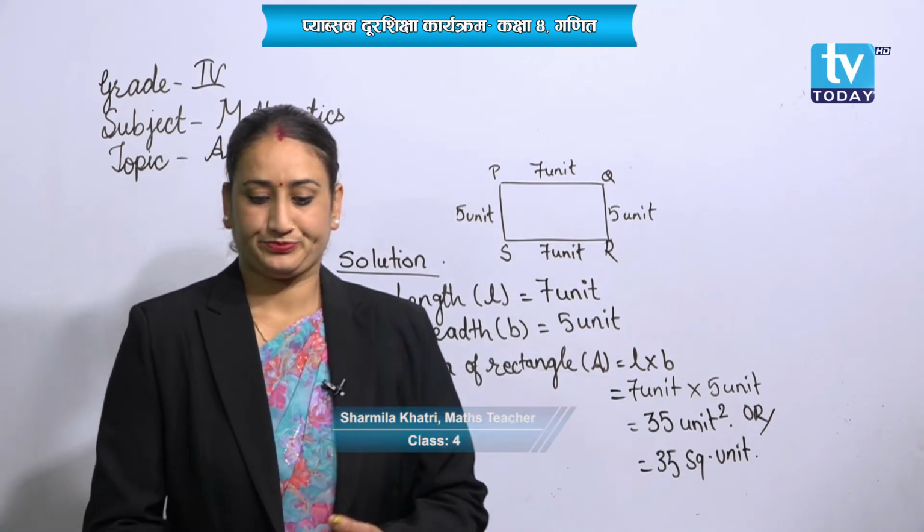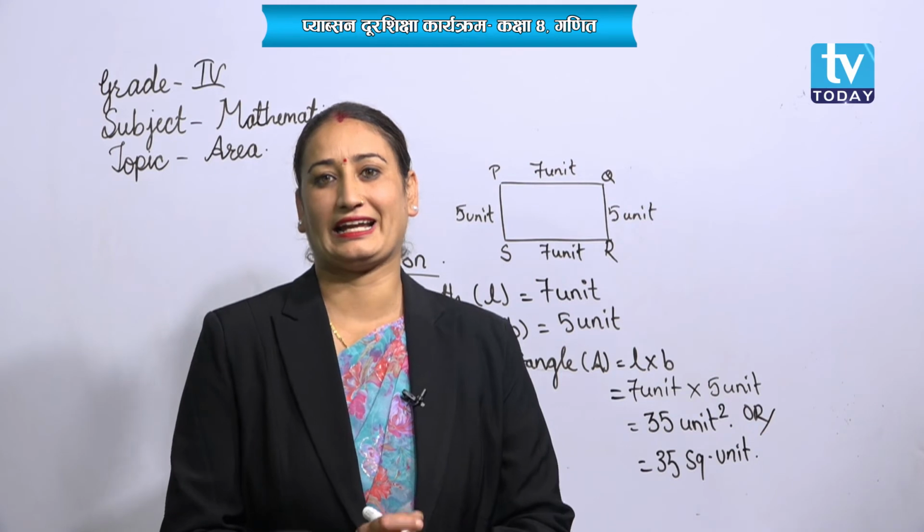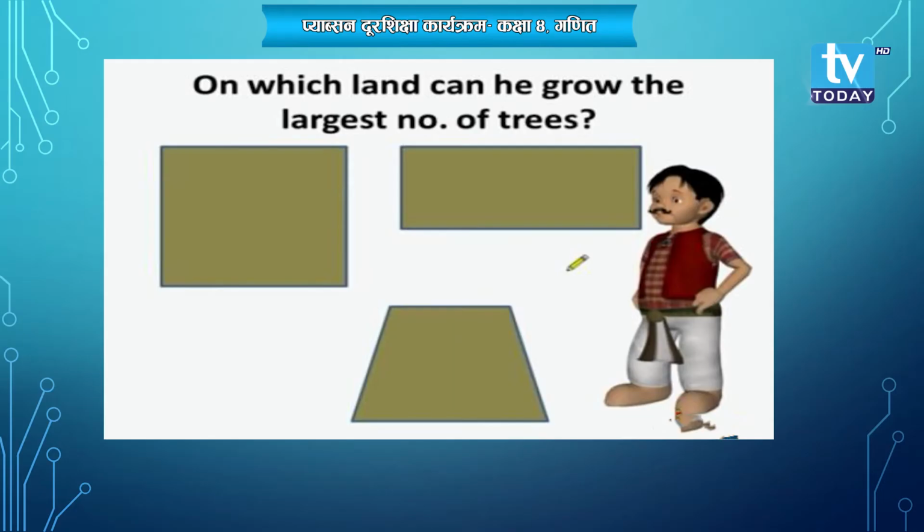Okay students. Now, let's look at the next slide. Ready? Okay. Now, see here. Wow. What is that man doing over there? He's dancing? No. What is he doing over there? He is just watching the land. Why is he watching those lands? Do you know there are 3 lands? Have you seen? Okay, those are 3 different lands having different shapes.